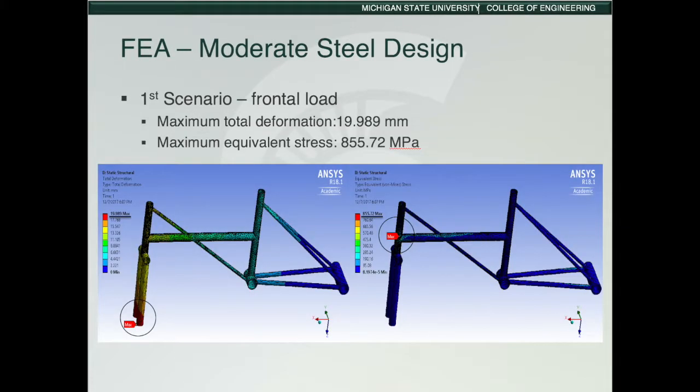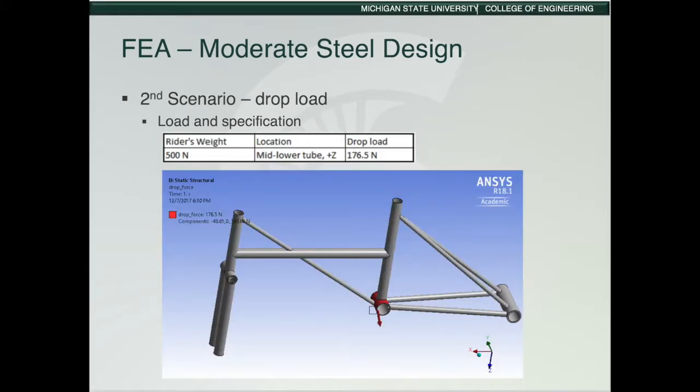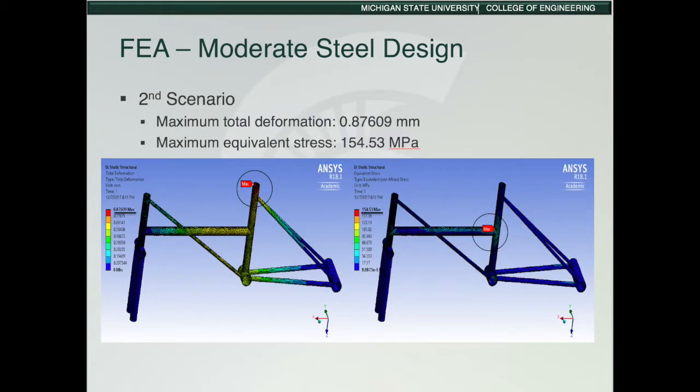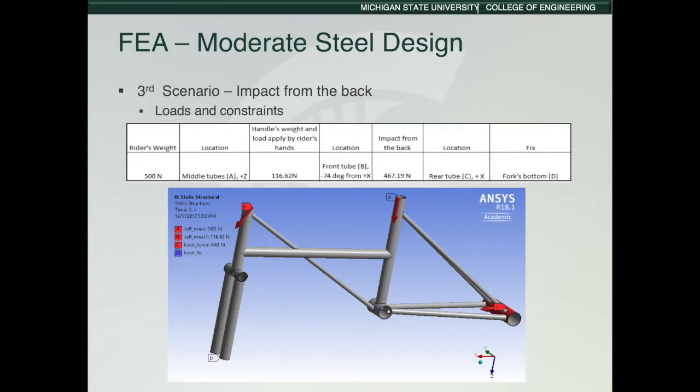For frontal impact, the maximum deformation becomes around 20 millimeters, and the maximum stress is 855 megapascal. The drop load is 176 newtons because the mass is changed. And in its total deformation distribution, the maximum is here, which is 0.87 millimeters, and for stress, the maximum is here, which is 154 megapascal. And same conditions for back impact.